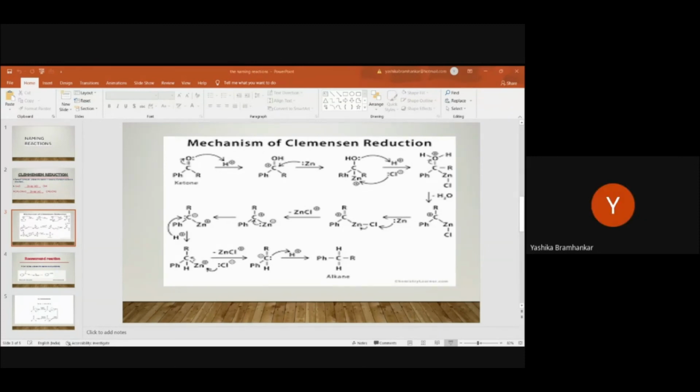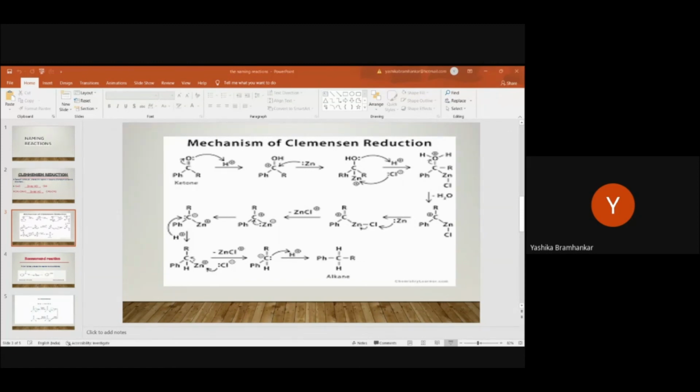The hydrogen present in the medium will satisfy the negative charge of the carbon, and this will give a compound like carbon attached to R group, phenyl group, hydrogen, and the zinc, which has a positive charge. Now what will happen?